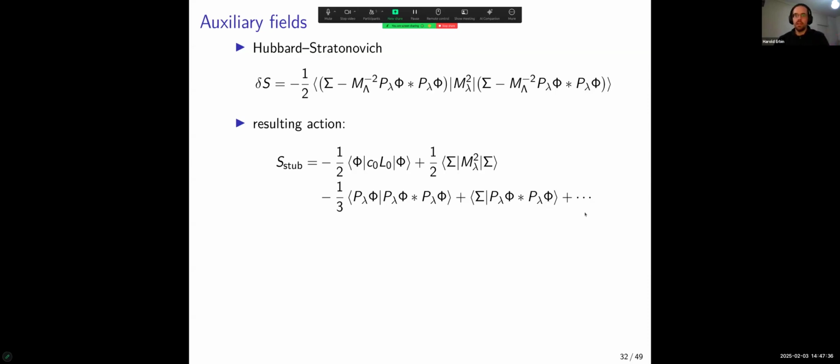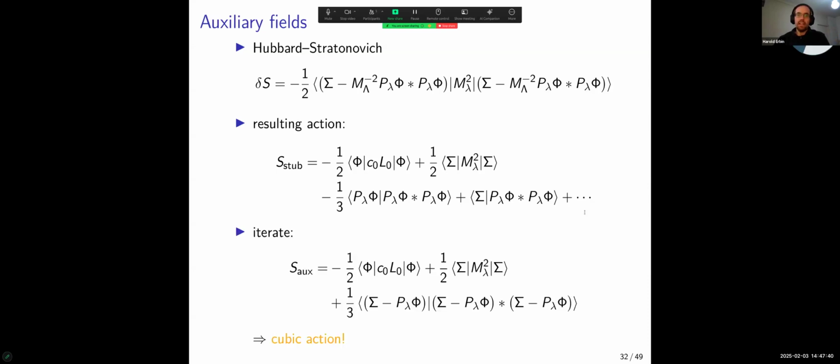I have a quintic term here. Can I find a way to reduce this term? Yes. In fact, I can reduce also the sextic. And now the magic of the stub is that, in fact, you can just stop there. Because if you write this action with auxiliary field where you have terms which are cubic in sigma, and then you have sigma phi phi and phi sigma sigma, in fact, by integrating out sigma, you will regenerate this series.